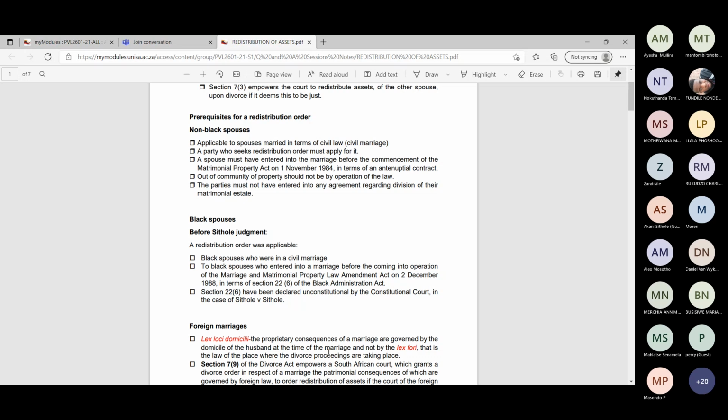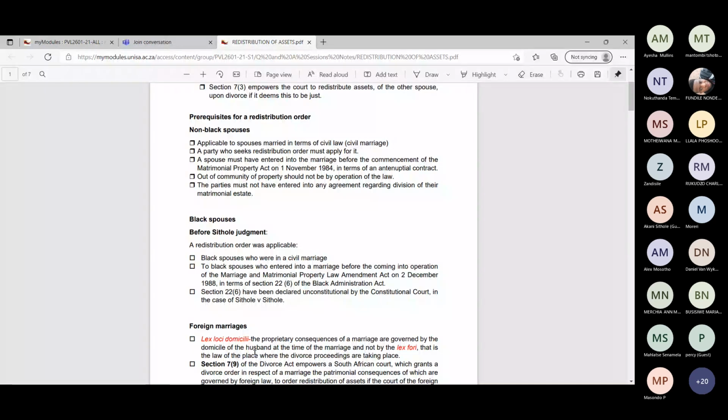And then the other important factor is the date. For non-black spouses, if you entered into a marriage from 2 November 1984, even if your marriage is out of community of property, the court cannot consider a redistribution order for you, because the time period was only for those who entered into a marriage before 1 November 1984.